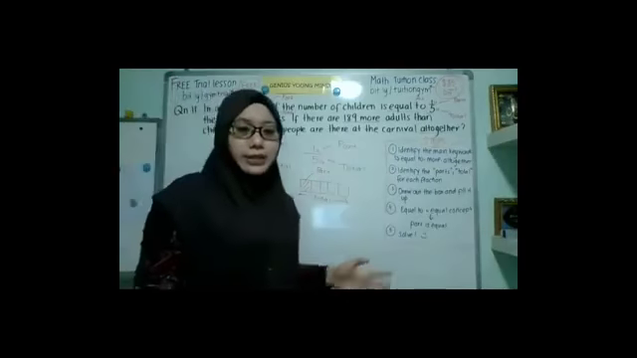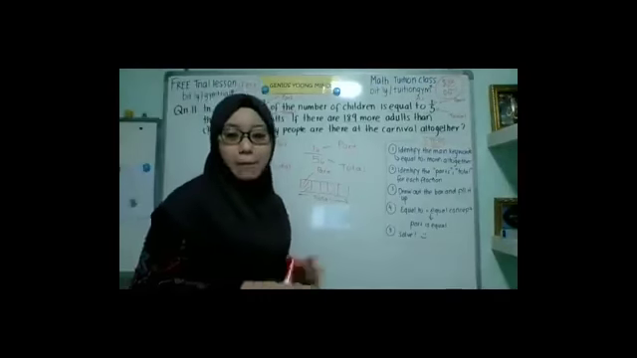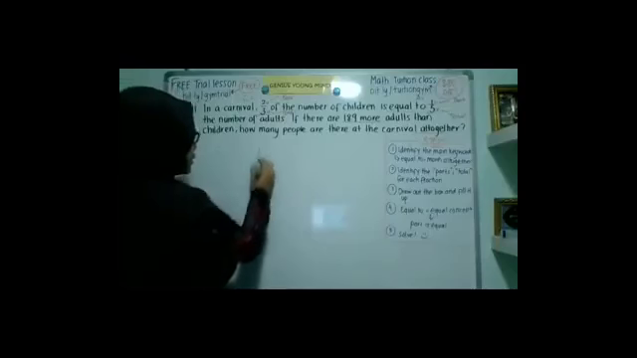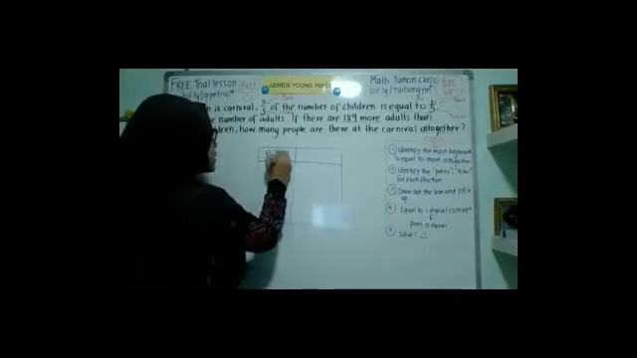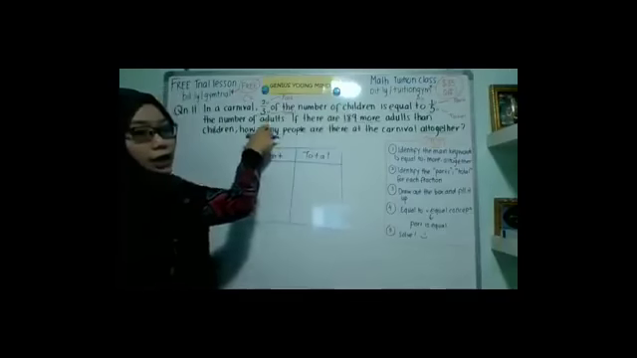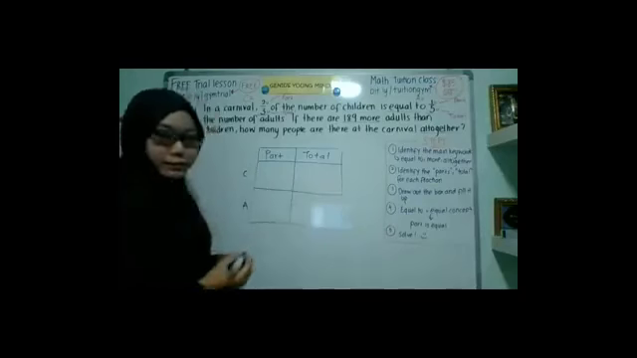Very easy. So if you want to do the equal concept, let's draw out the equal concept box. Very, very easy. Divide it into two columns, so we have part and total. Then we have children and adults. Then we cut them out like that.